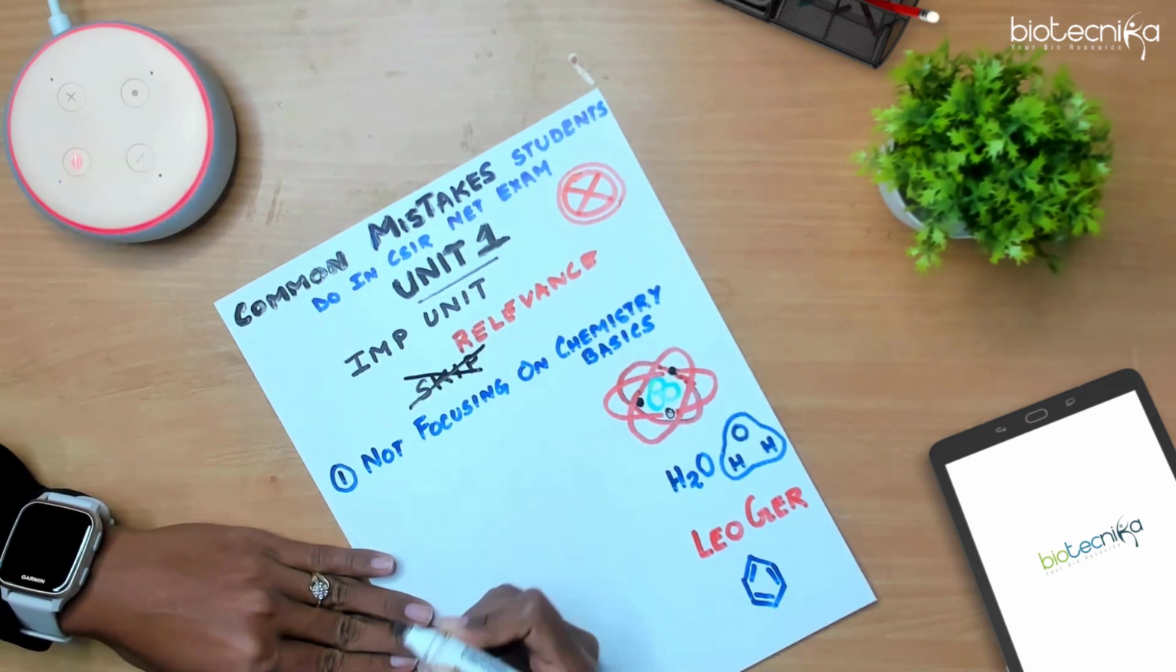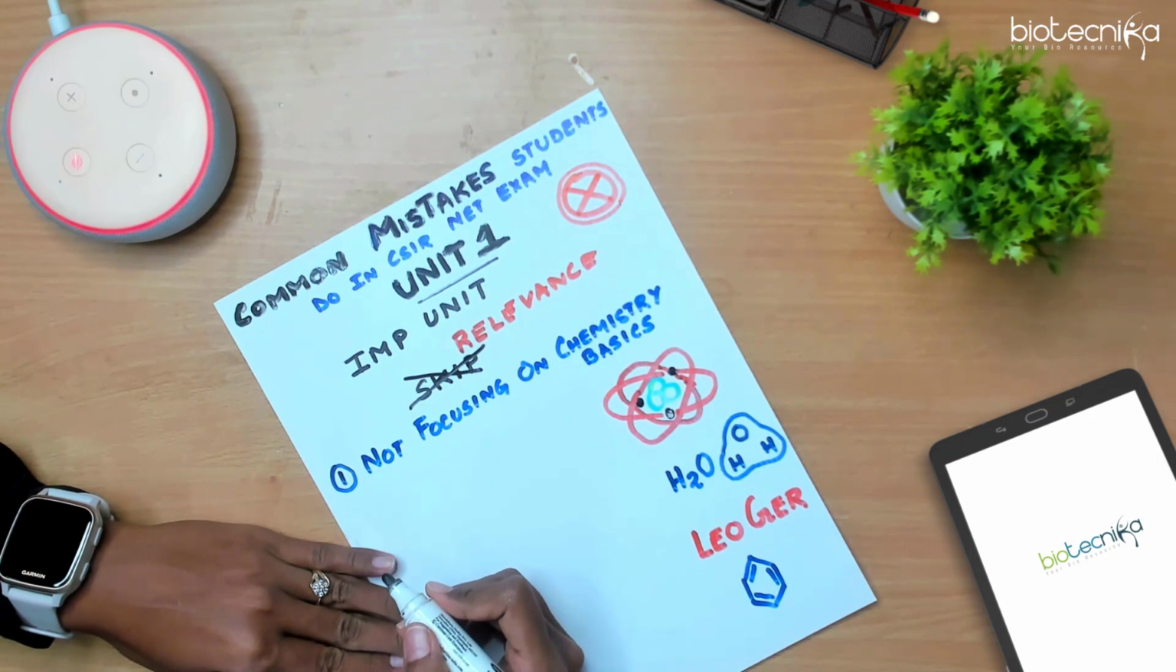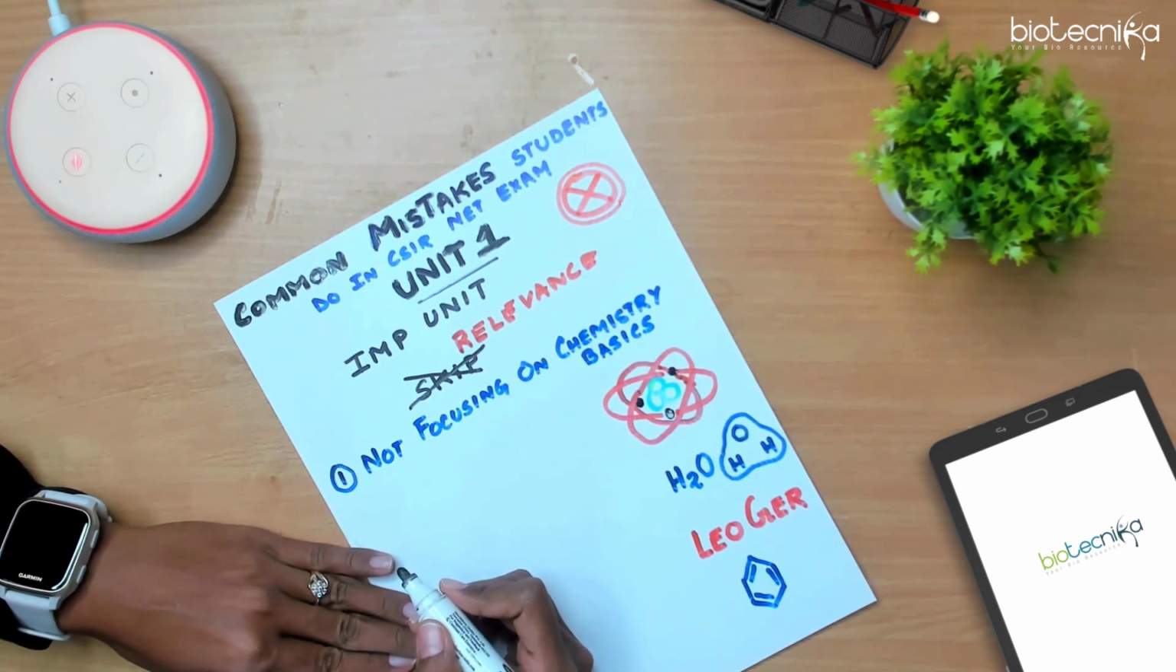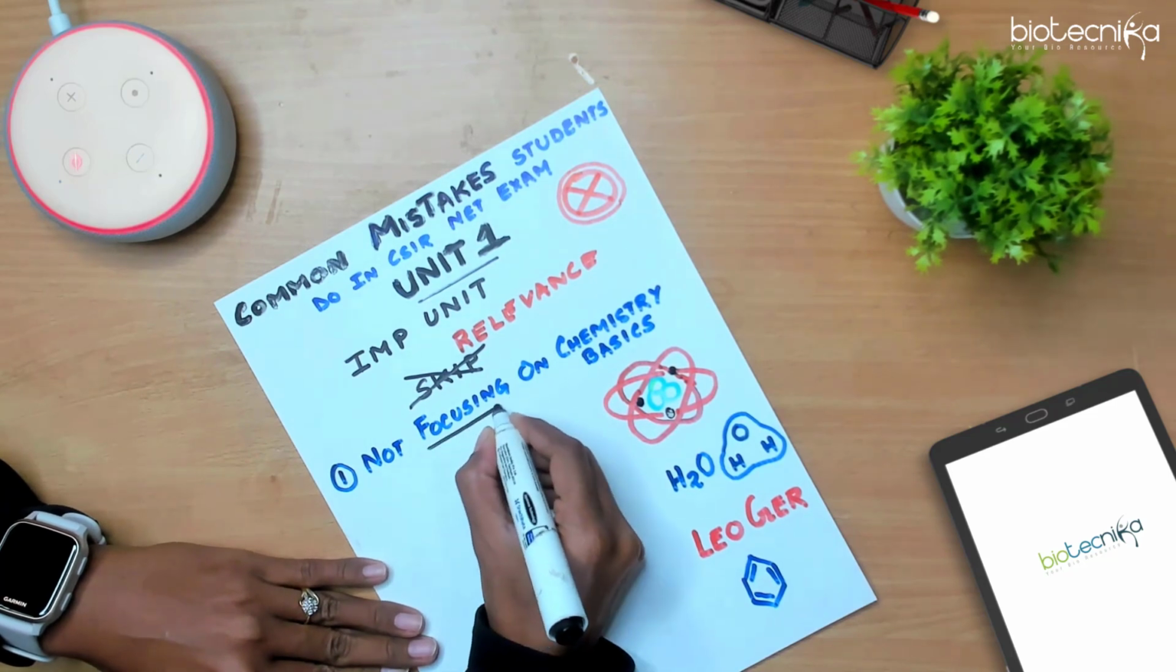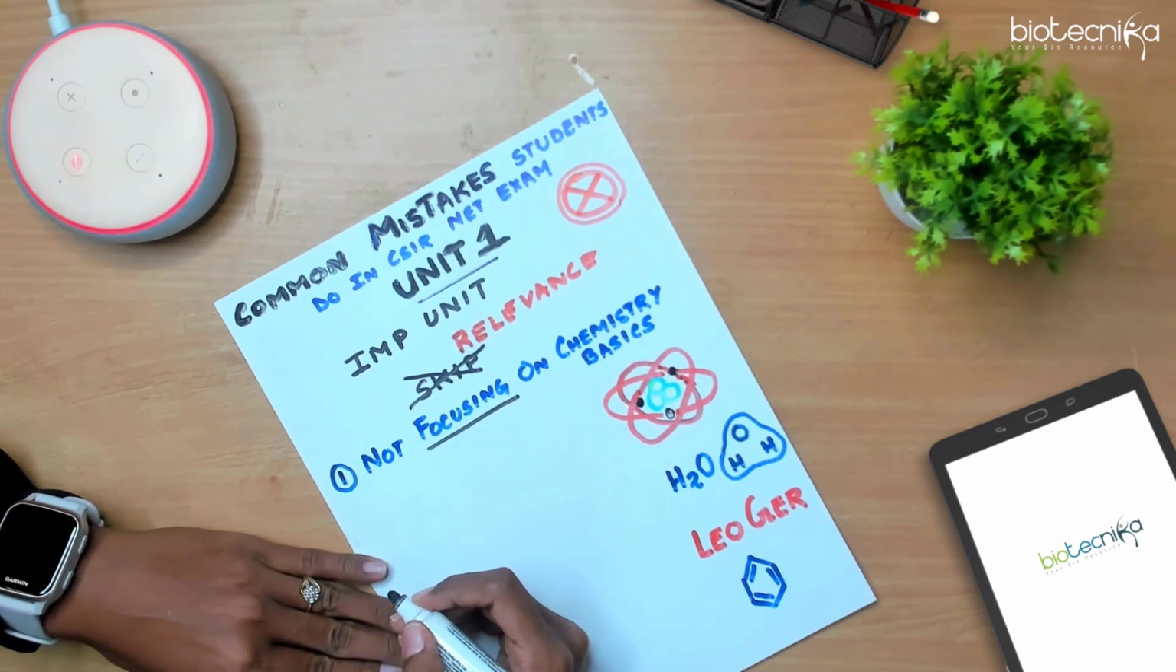So let's see what general mistakes students make while either preparing for the exam for Unit 1 or while attending the exam. The first point is not focusing on chemistry basics.